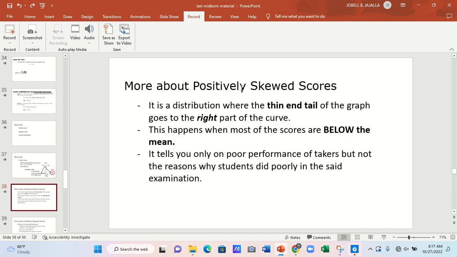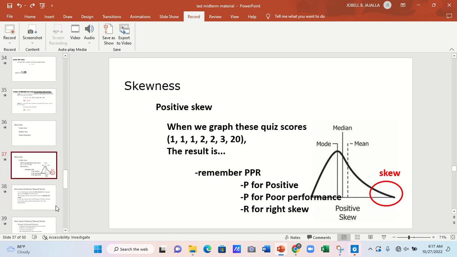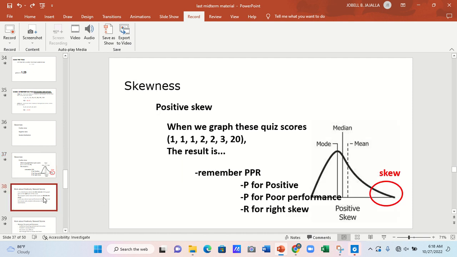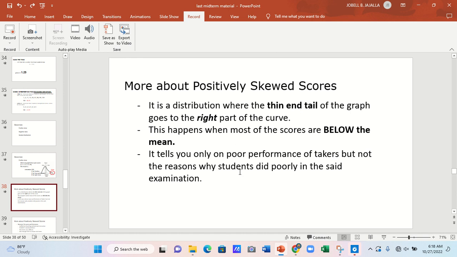Now, more about positively skewed scores. It is just a distribution where the thin end tail of the graph goes to the right part of the curve. Okay, so mugamay siya dito sa right part sa curve. And this happens when most of the scores are below the mean. Pasabot ana ang tanang mga scores baba siya sa mean. All right? So now, it tells you only on poor performance of takers, but not the exact reasons why students did poorly in the said examination.